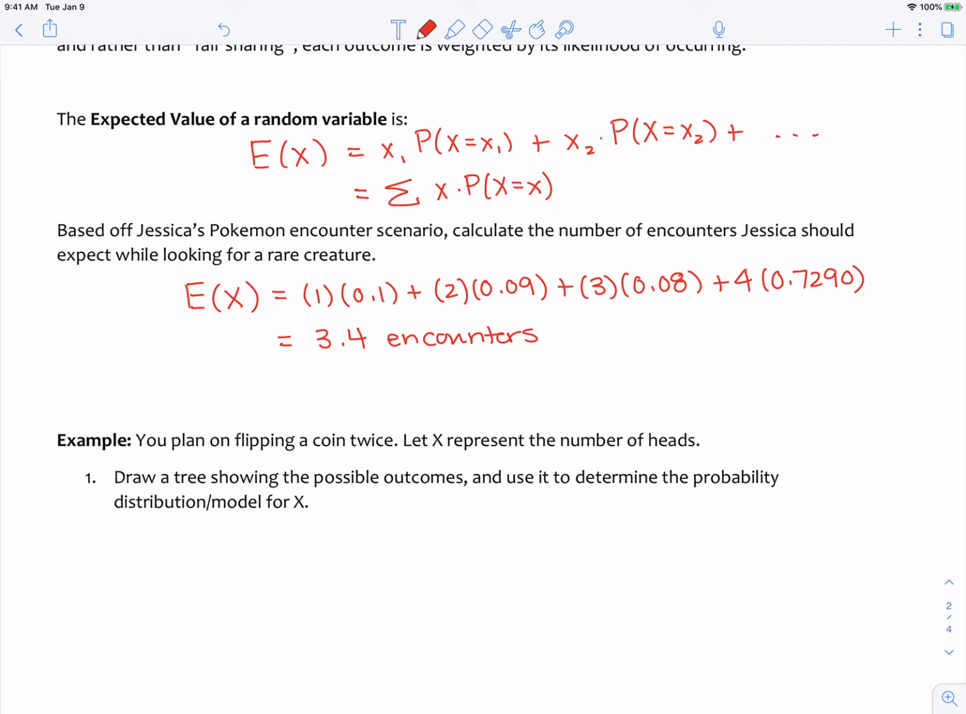Now, notice here we're going to go to 1 decimal place, and that is based off of our usual rule of thumb that we'll take our means and standard deviations to 1 decimal place more than what our data values were given. And so our data values in this case are our possible outcomes, which were 1, 2, 3, 4, and therefore we'll go to 1 decimal place on this.